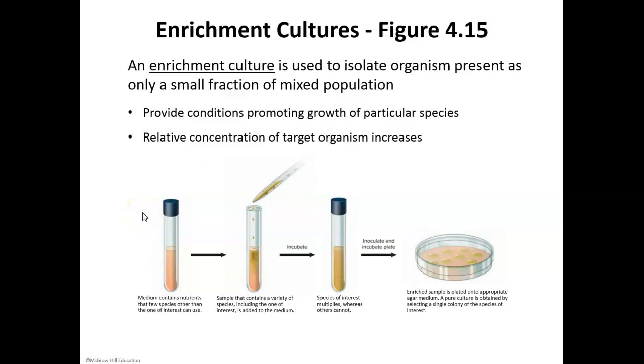We can use enrichment cultures to isolate and promote the growth of specific organisms in a broth. So say we have a sample of pond water, we can actually provide the nutrients needed for a specific organism to grow very effectively. And then we can grow them and make them the most common organism in the sample. This allows us then to pull them off and produce eventually a pure culture of that organism.